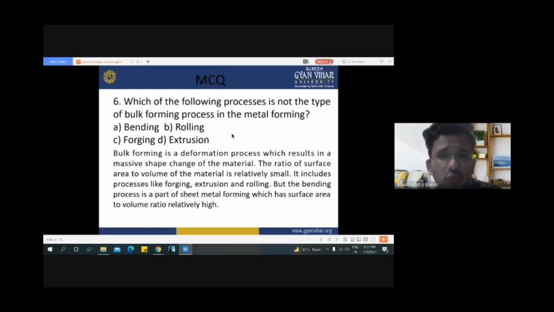The next question is: which of the following processes is not a type of bulk forming process in metal forming? Here we have seen that the rolling process, the forging process, the extrusion process, and the drawing process are used for bulk forming of the substance. Then the answer is bending. Bending is not a suitable process for forming bulk material.